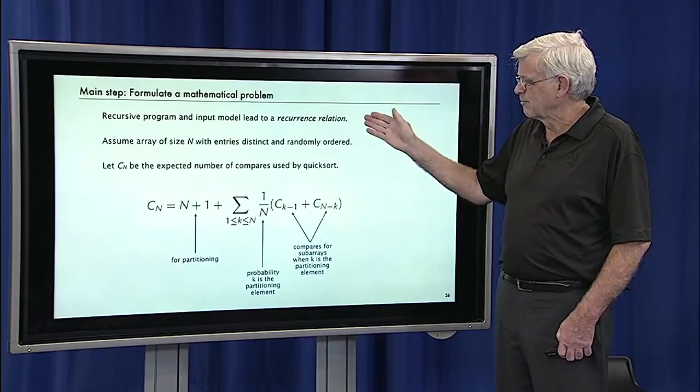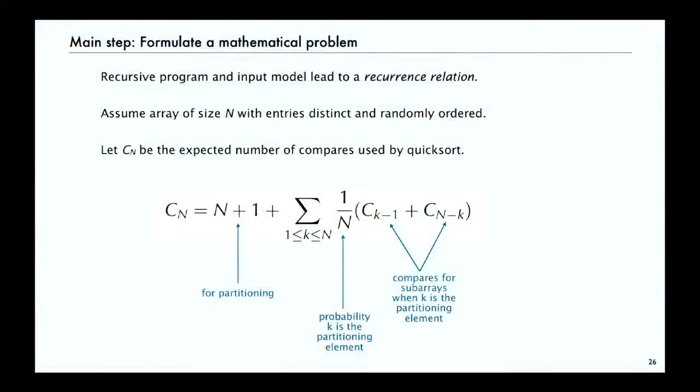So it's a recursive program that has a random input model, and it leads to a formula called a recurrence relation. And we'll look at recurrence relations in detail later on. We have n entries, distinct and randomly ordered. If we let Cn be the expected number of compares used by quicksort, then we can write down an equation for Cn that is a mathematical model that reflects the recursive model of the program itself.